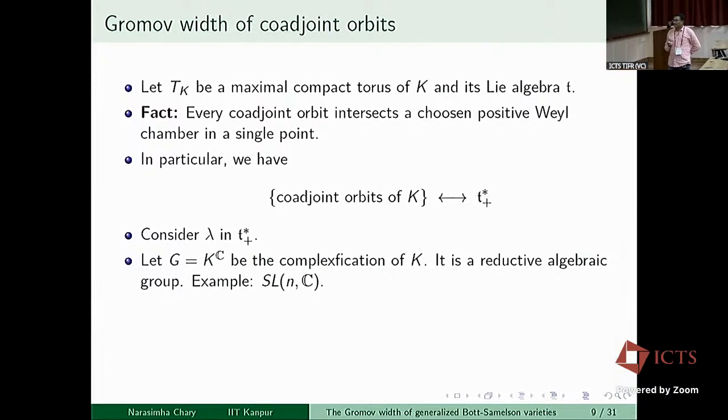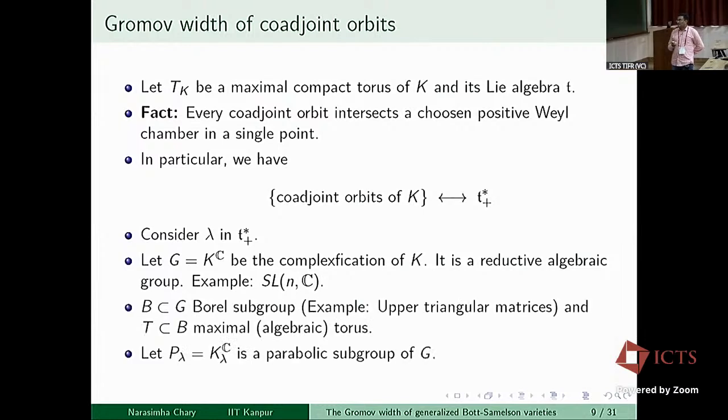Now, my problem is in symplectic geometry, but I want to move to the algebraic side. So I take the complexification of your Lie group, which becomes a reductive algebraic group, in this example SL(N, C). I define this now because I will need it later. You have a Borel subgroup and a maximal torus. Now you look at the stabilizer of this lambda and complexify it. This is a parabolic subgroup inside your algebraic group G.